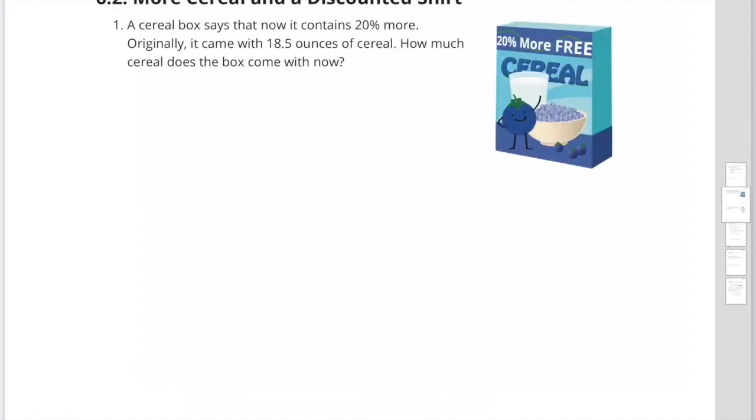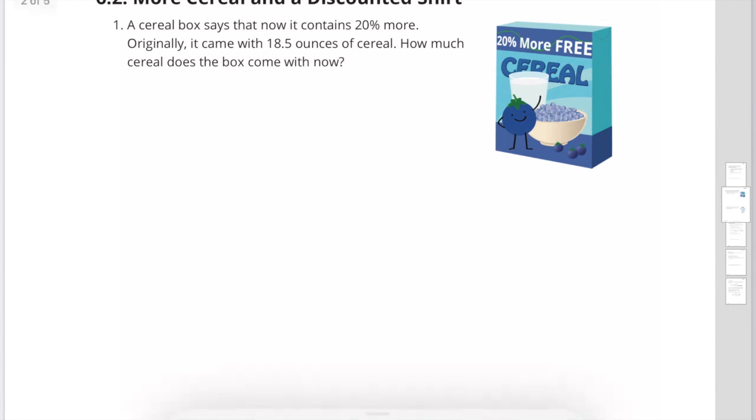Okay, 6.2. A cereal box says that it now contains 20% more. Originally, it came with 18.5 ounces of cereal. So how much cereal does the box come with now? Take a minute to try to work this out and then enter your answer. Okay, so there's a few different ways we can work this. You can use a tape diagram where you do the double tape. You can do a double number line. You can use a proportion to solve percent.